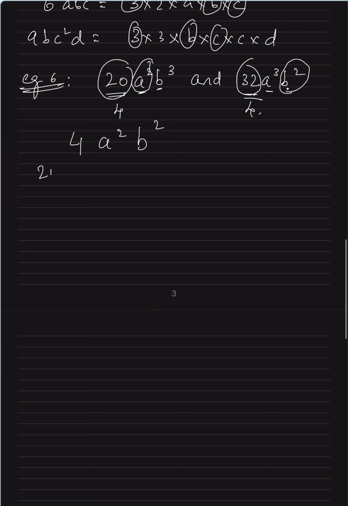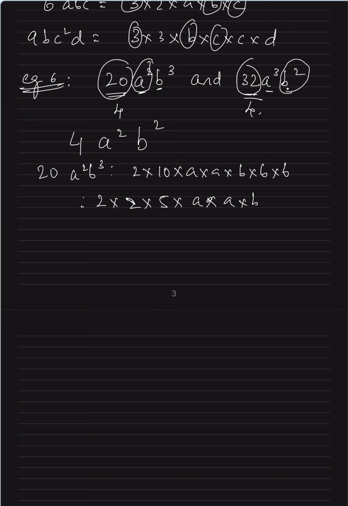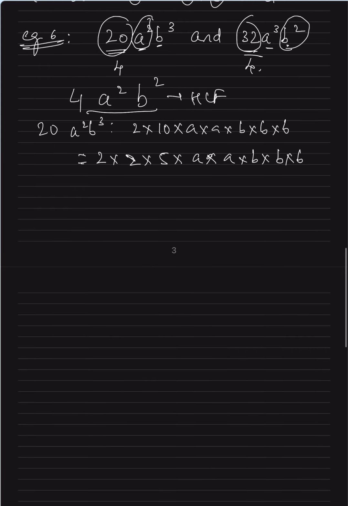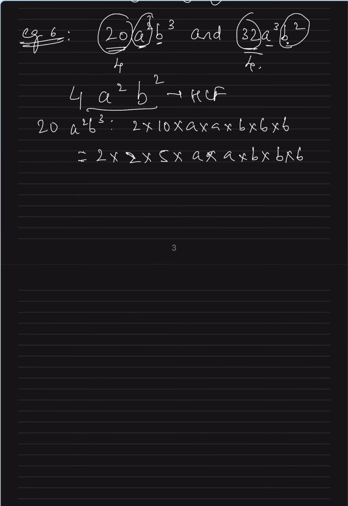Let us do 20a square b cube. Let me take 2 into 10, 2 times a, 3 times b, b cube means. Now 2 into 2 into 5 into a into a into b into b into b. See, this is what I have done orally. This is the HCF, but let us solve it.